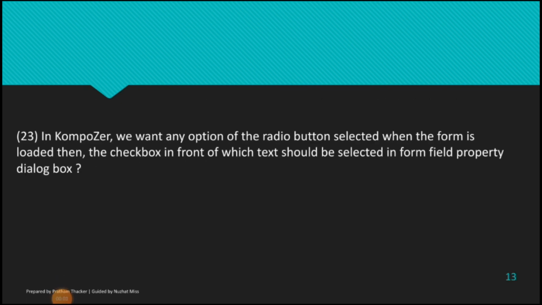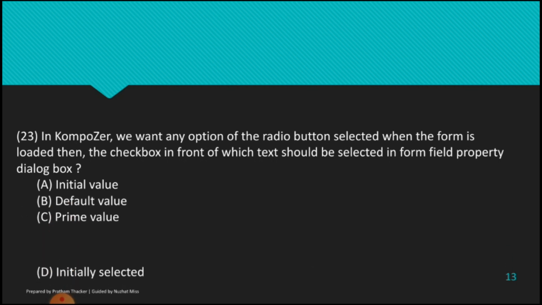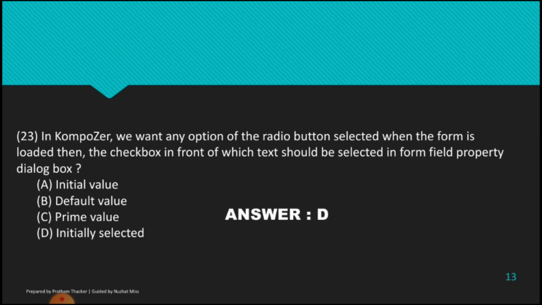Question number 23. In Composer, we want any option of the radio button selected when the form is loaded. Then the checkbox in front of which text should be selected in form field property dialog box? Is it option A initial value, option B default value, option C prime value, or option D initially selected? Answer is option D initially selected.